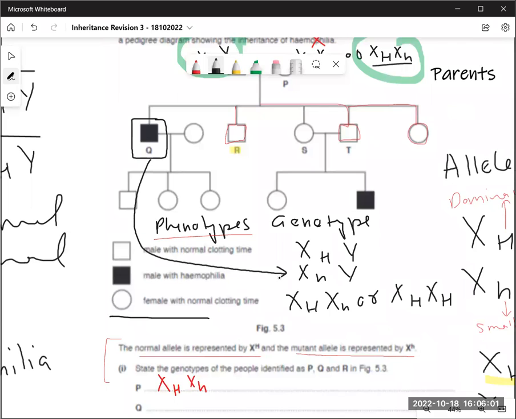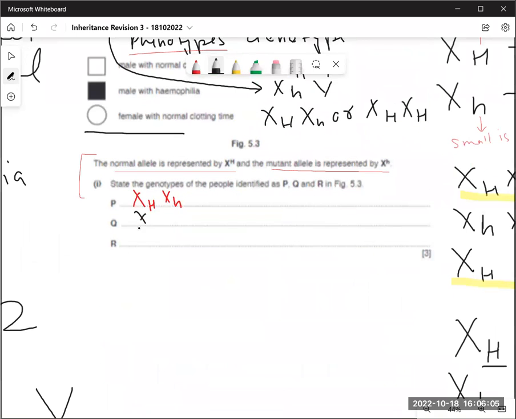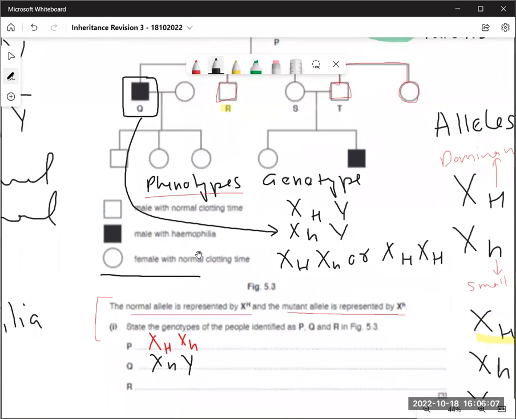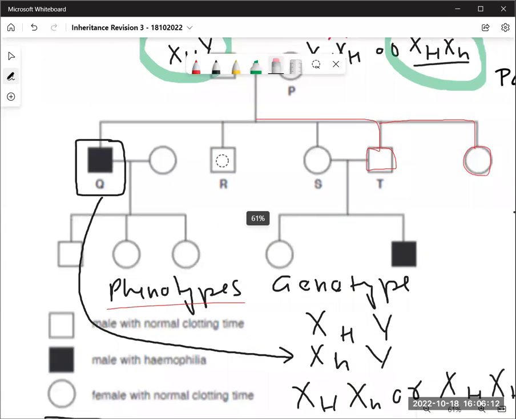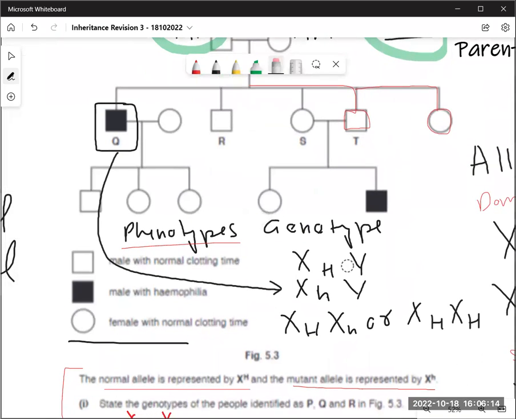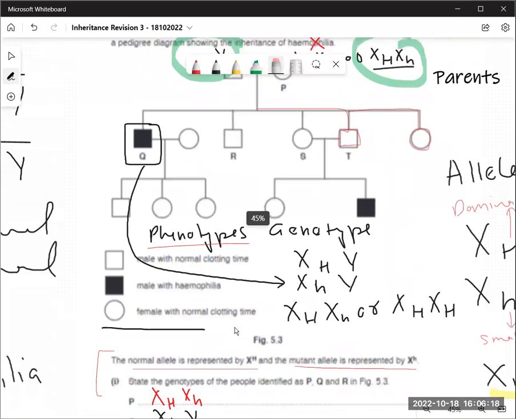X small h Y. X small h Y. And for R, what type of person is R? Zara, R is a normal male. And what is the possible genotype of a normal male? X capital H Y. X capital H Y.